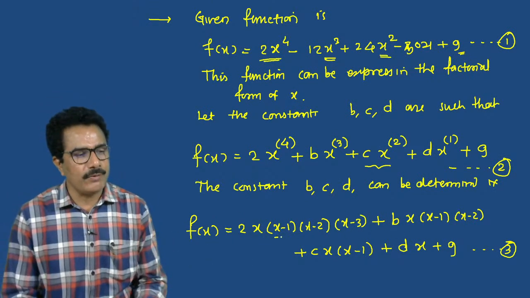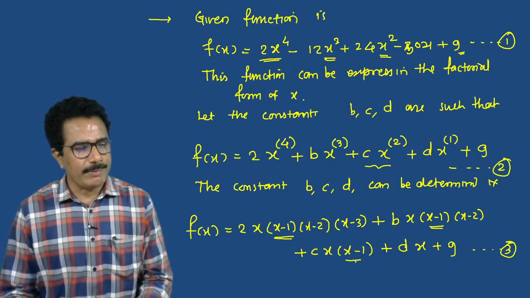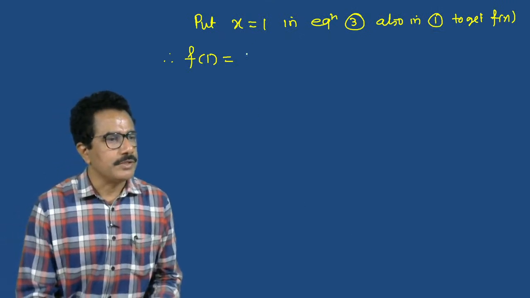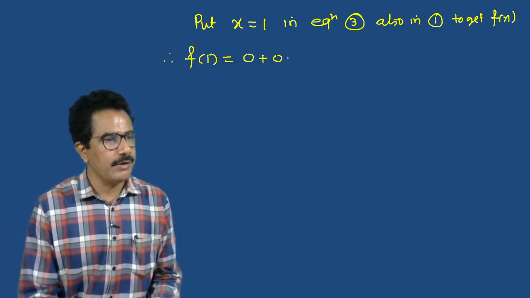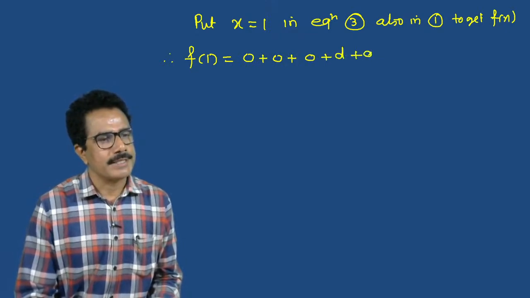अपा 1 ठेवल्यामुळे 1 minus 1 0 होतो. 1 minus 1 means 0. That means 0 plus 0 plus 0 plus d plus 9.